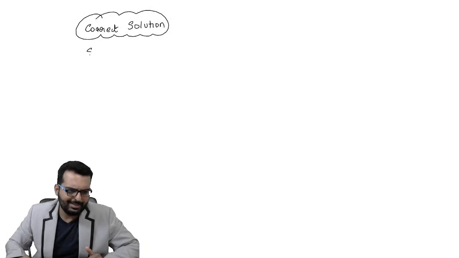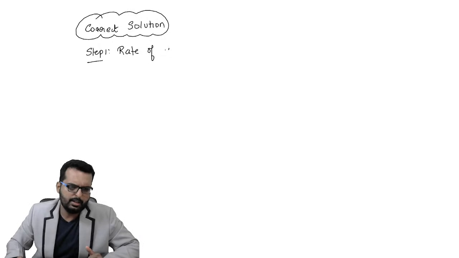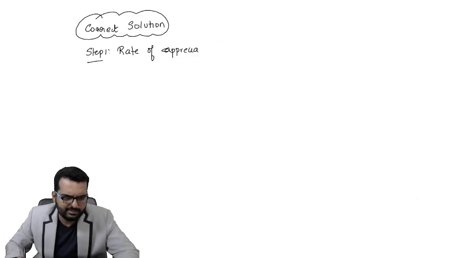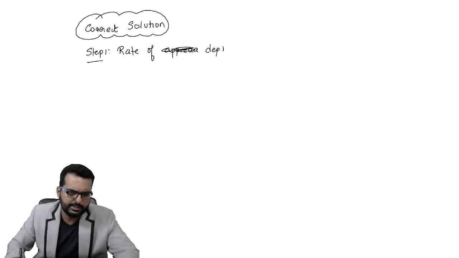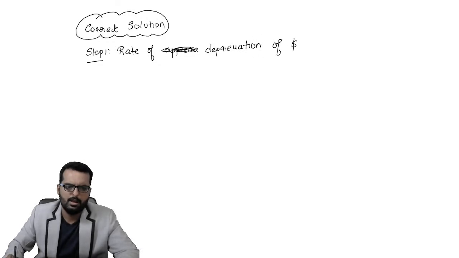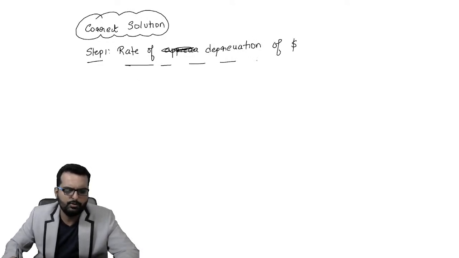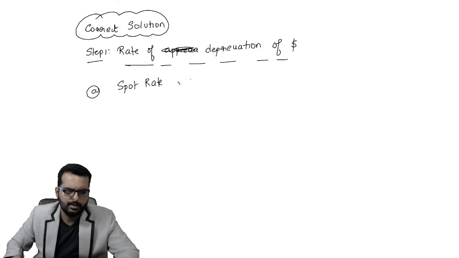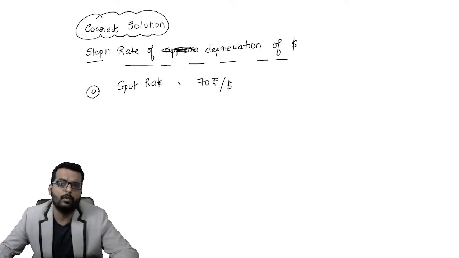Okay, I'll go by step number one. I need to first find out the rate of depreciation of dollar when rupee is appreciating. Look, what is the spot rate that I have taken over here? Is it 70 rupees per dollar? We always focus on the commodity.